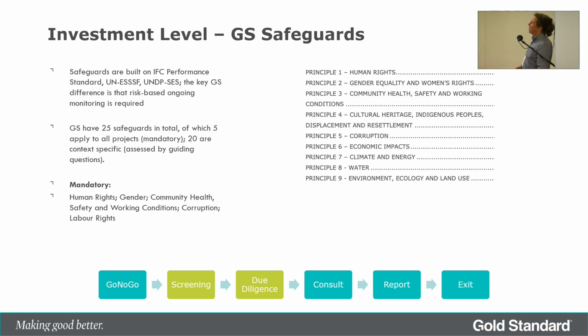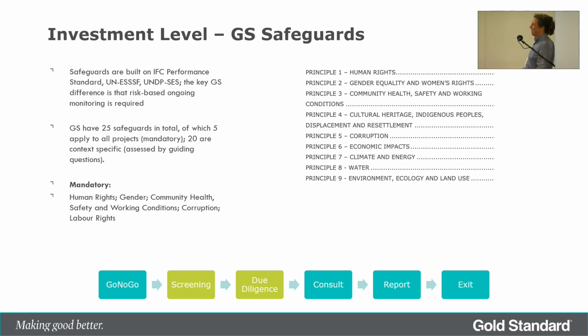So safeguards, how do they work at an investment level? As we've mentioned previously, Gold Standard safeguards are built on other credible frameworks. IFC and a couple of UN frameworks are the building blocks really of it. We have additional Gold Standard criteria on a few of them. But again, the key differentiation between us and other standards is that ongoing monitoring, if there is a risk, is required. Gold Standard has 25 safeguards in total. Don't worry, I'm not going to go through that whole list.